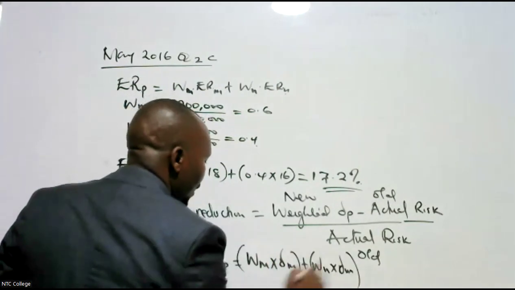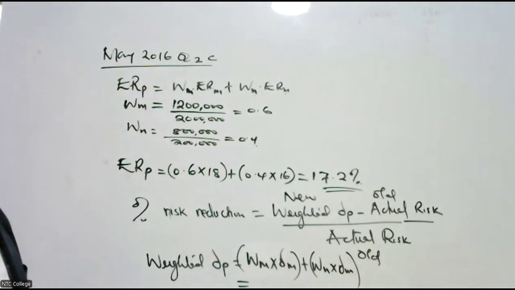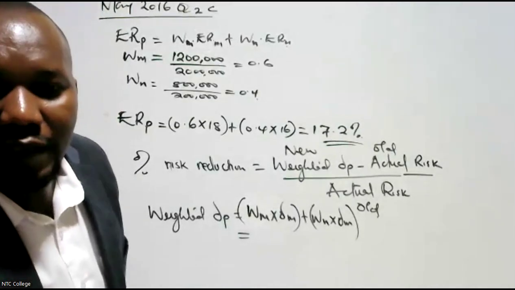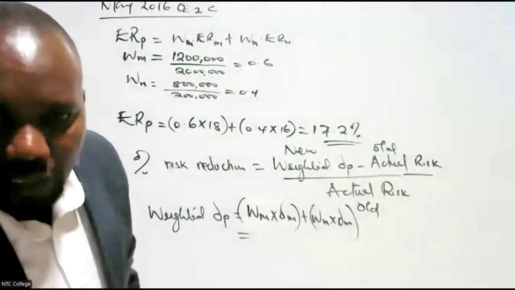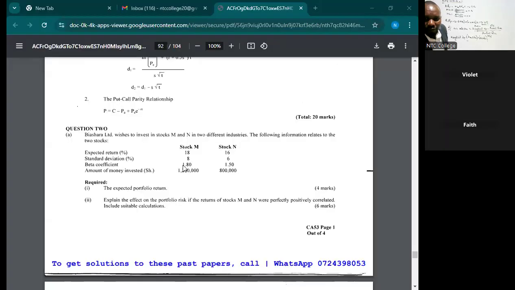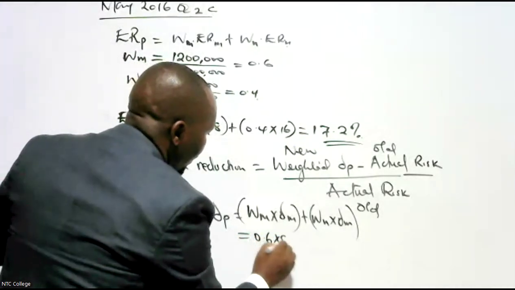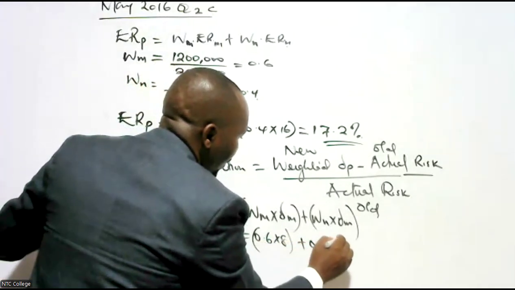So you add this. So how do we get that? What was the amount of risk for M? Are we given? That is now what we call weighted risk. Amount of risk in M, standard deviation, we are given 8 and 6. So we can be able to weight them, 8 and 6. So weighted risk here is 0.6 times 8, and then plus 0.4 times 6.